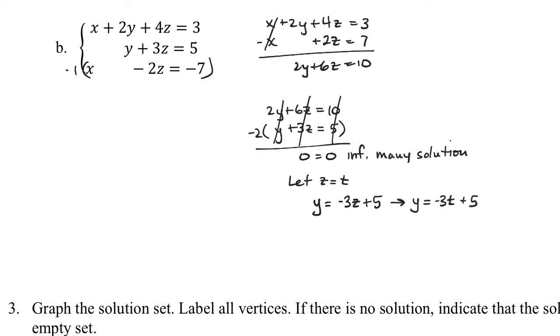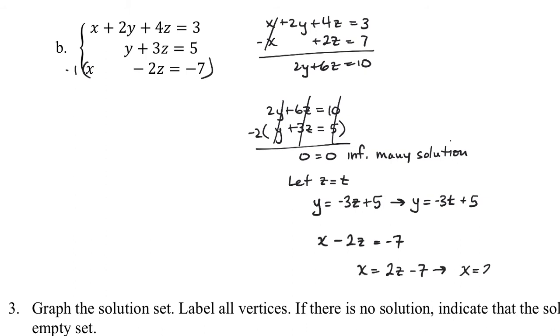And now we need to solve for x. So I'm going to take this bottom equation here. X minus 2z equals negative 7. So I can add the 2z over and get x equals 2z minus 7. And then I can make the same substitution. Z is equal to t.